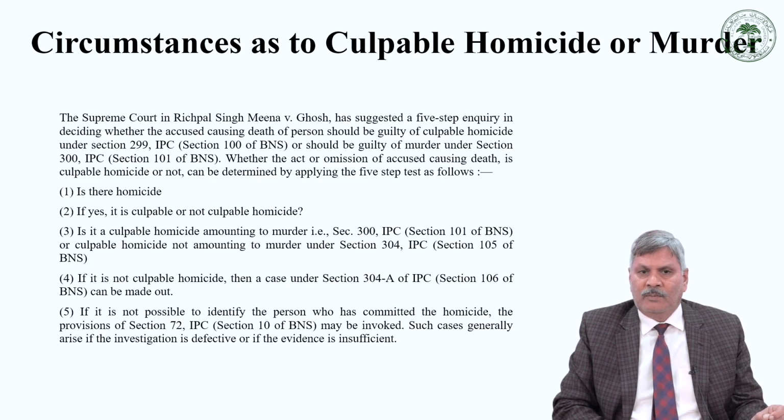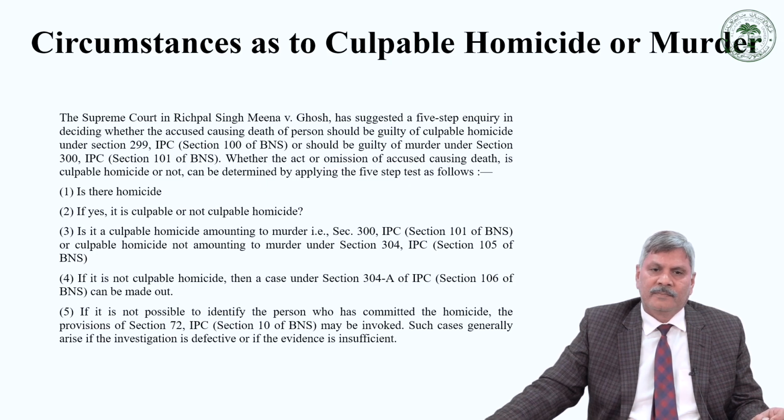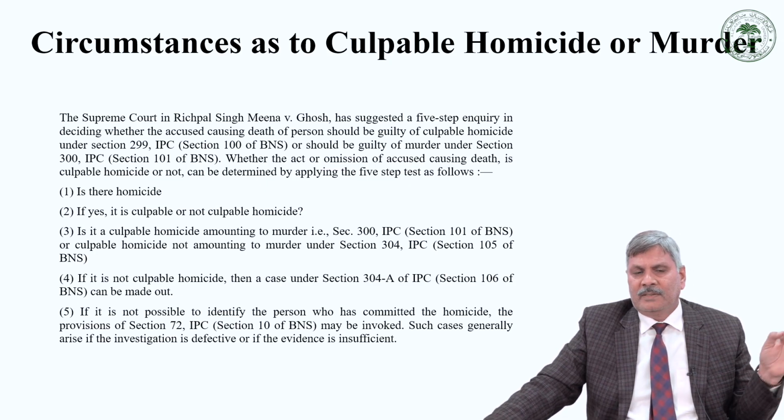Whether the act or omission of the accused causing death is culpable homicide or not can be determined by applying the 5-step test as follows. The first thing to be determined is: is there homicide? If yes, is it culpable or not culpable homicide? Is it a culpable homicide amounting to murder, that is Section 300 IPC, that is Section 101 of the Bharatiya Nyaya Sanhita, or culpable homicide not amounting to murder under Section 304 Indian Penal Code, that is Section 105 of the Bharatiya Nyaya Sanhita?